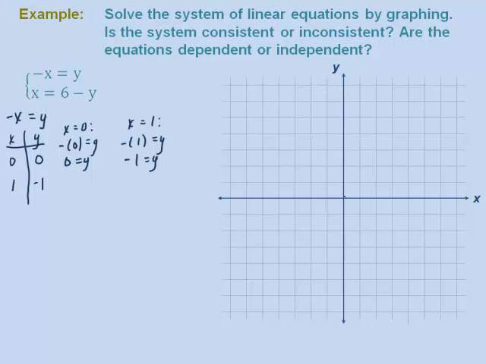So our 2 points are 0, 0, which is the origin, and 1, -1, which means we go to the right 1 and down 1. Now let's graph our line between those two.